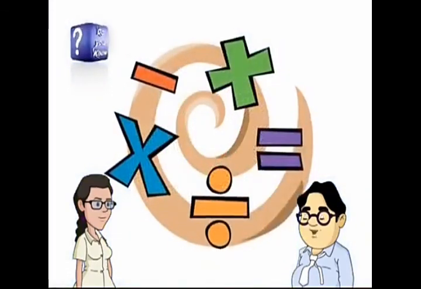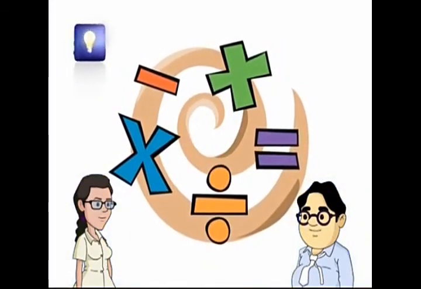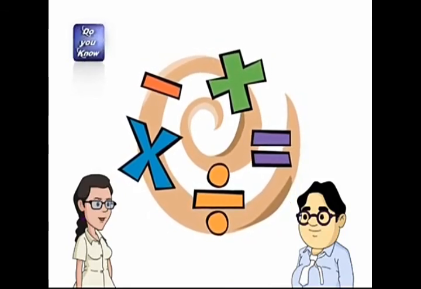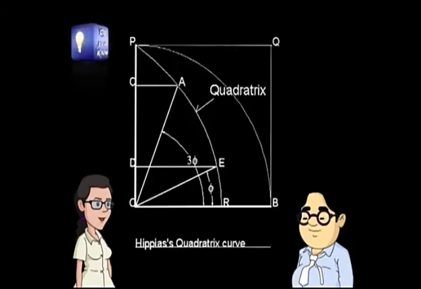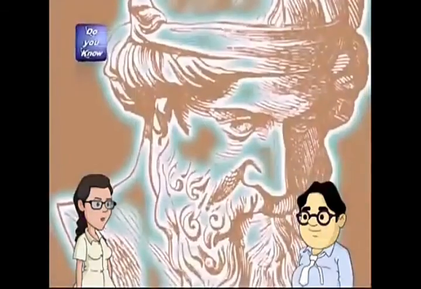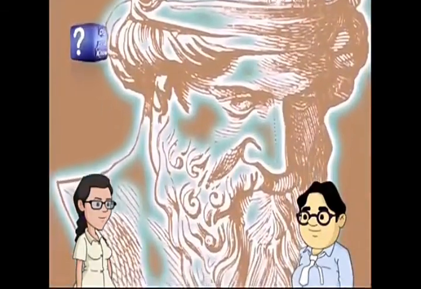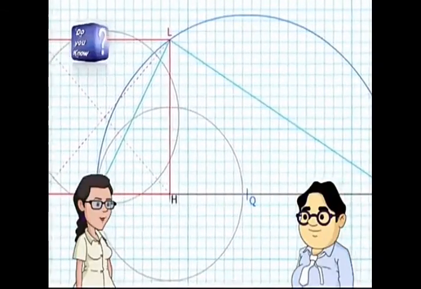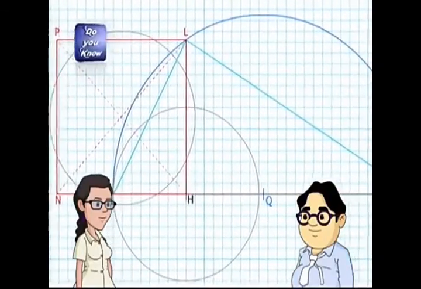Oh, I thought math had a solution for every problem. No, Snail, it actually has. Before you give up hope, there's another learning curve for you. It's called the quadratrix of Hippias because it was his conception in 460 BC. This quadratrix can actually trisect an angle and it can square the circle.